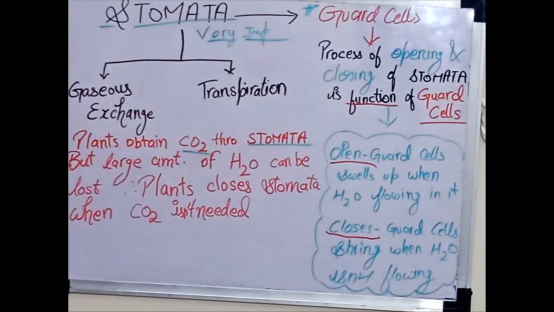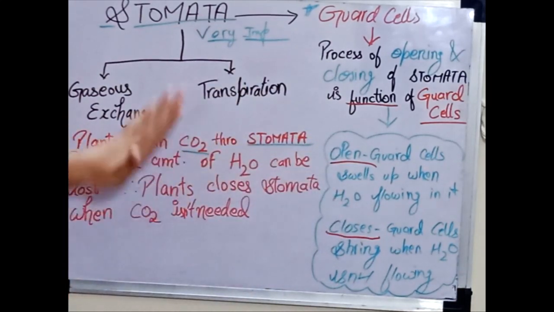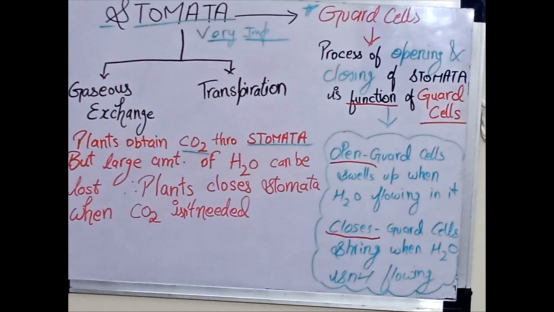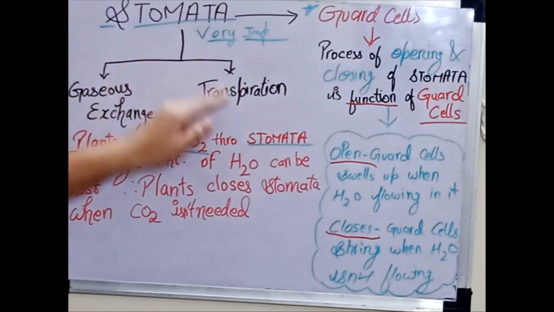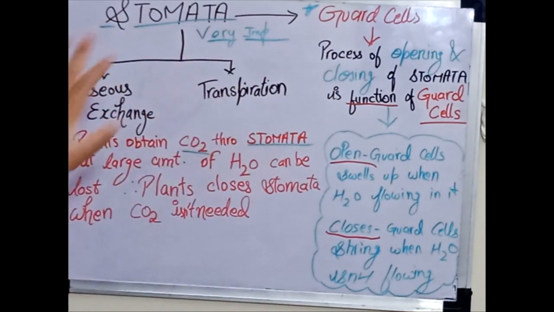How guard cells open, when they open, when they close. These are the reasons how it opens, how it closes, and from where we obtain CO2. So that is your stomata. Stomata is for gaseous exchange and transpiration. Everything written on the board here, each and every word is important, so you can write it down in your notes.